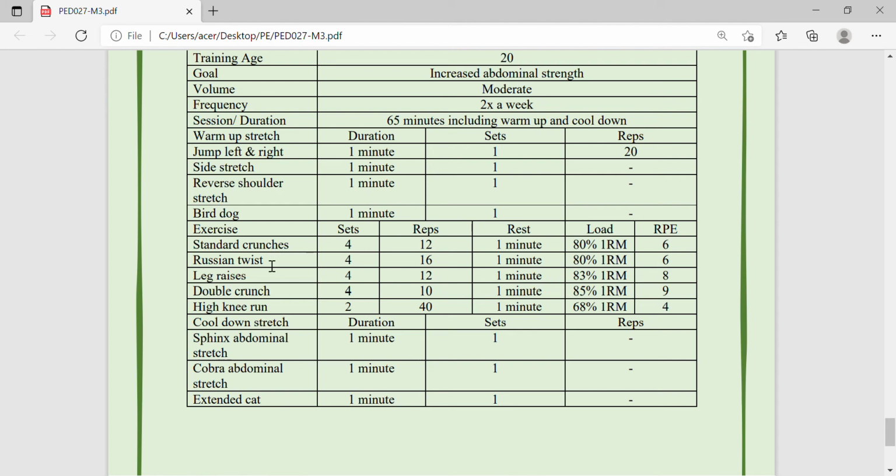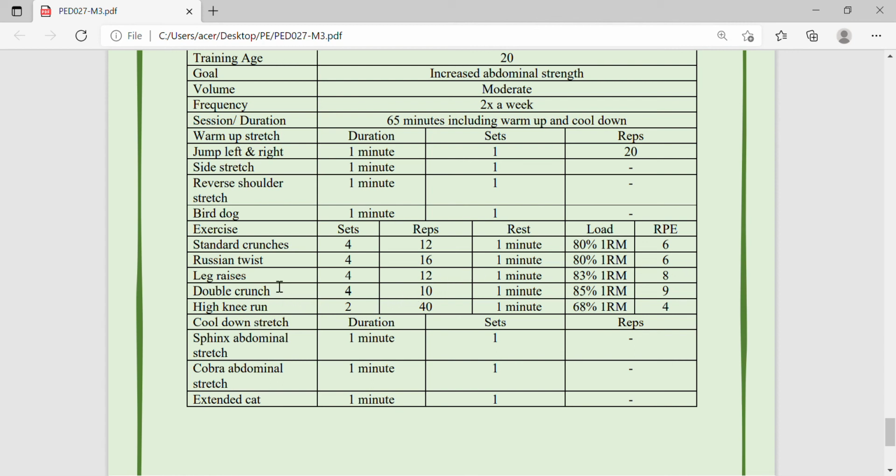Russian twist. This is a simple abdominal exercise which works the core, shoulders, and hips. This will be done with 16 repetitions with 4 sets and with a minute rest. Load would be 80% and it would be a 6 in the work rate.